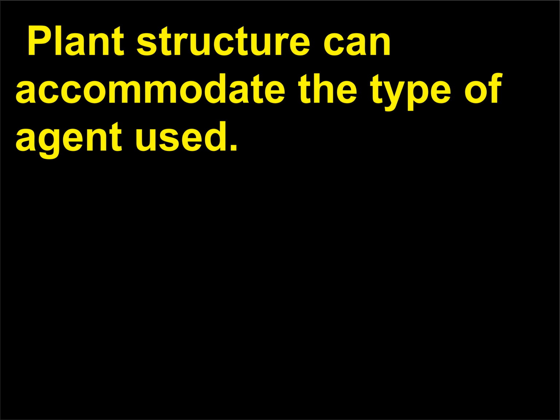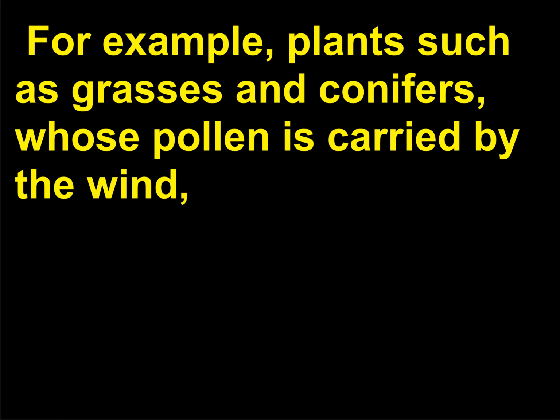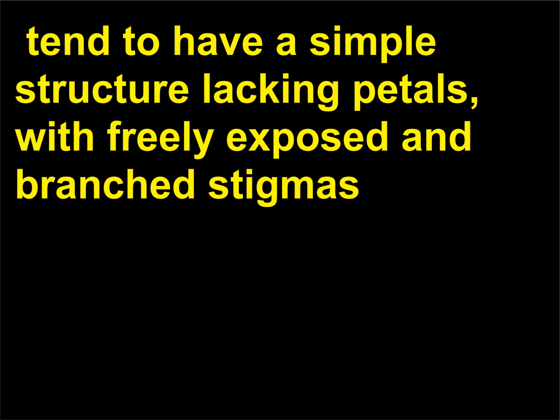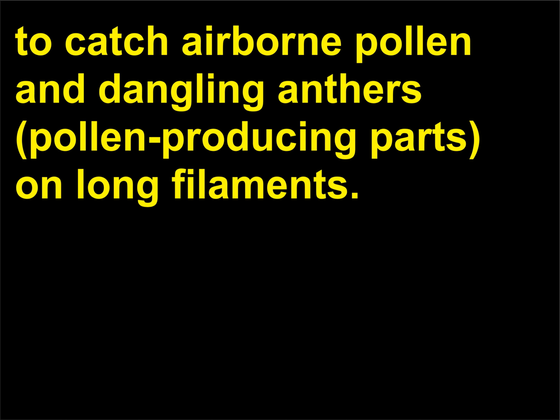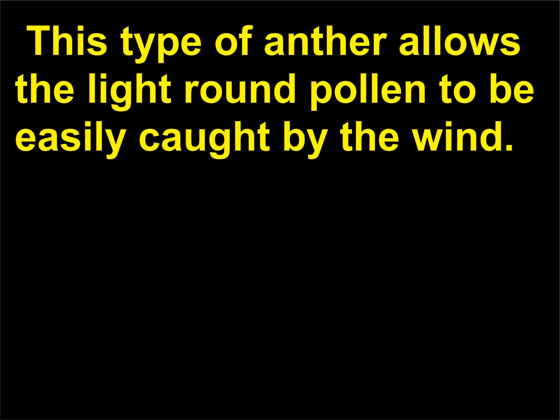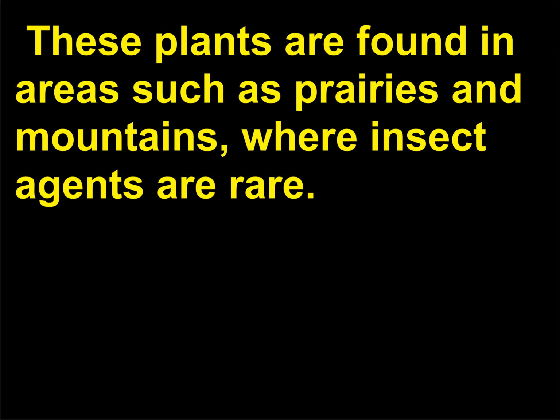Plant structure can accommodate the type of agent used. For example, plants such as grasses and conifers, whose pollen is carried by the wind, tend to have a simple structure lacking petals, with freely exposed and branched stigmas to catch airborne pollen, and dangling anthers, pollen-producing parts, on long filaments. This type of anther allows the light round pollen to be easily caught by the wind. These plants are found in areas such as prairies and mountains, where insect agents are rare.